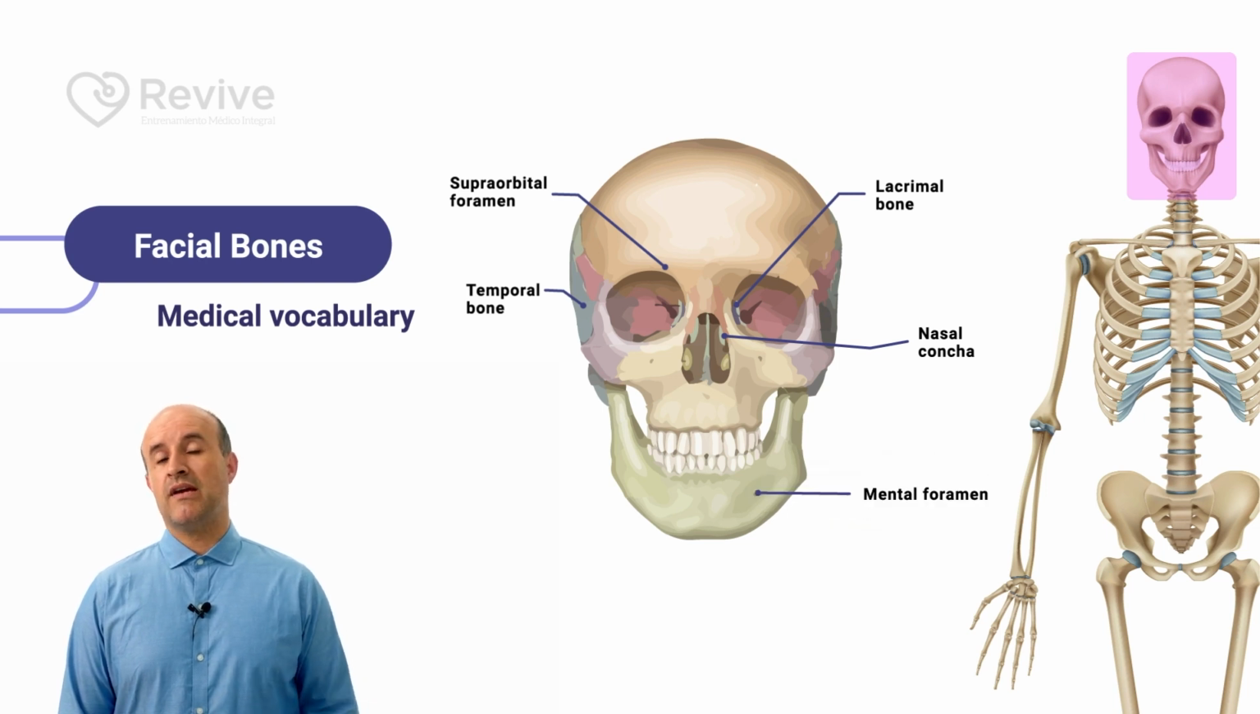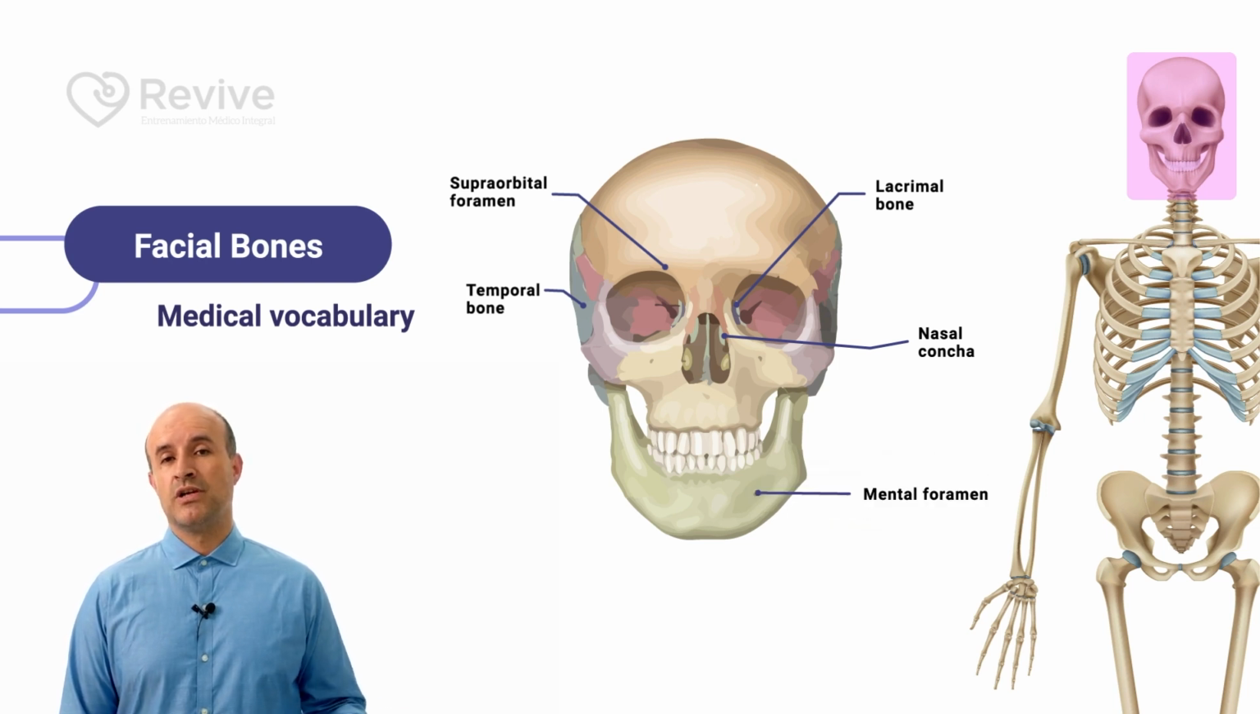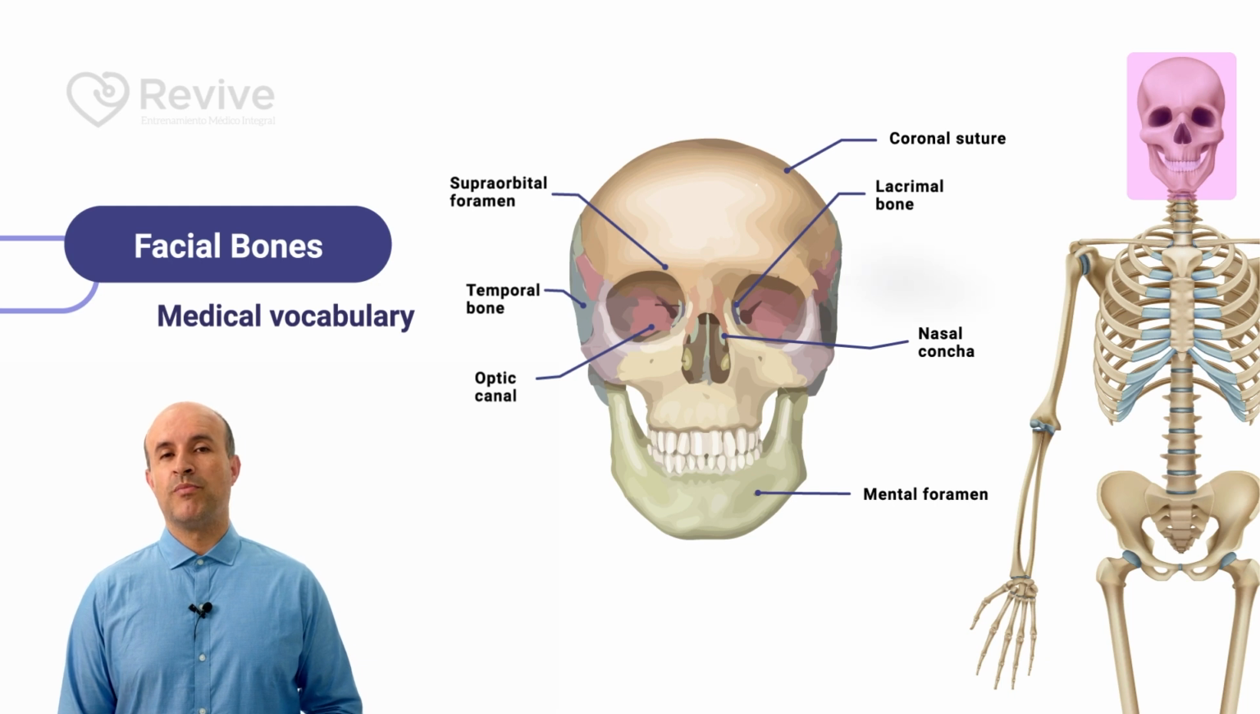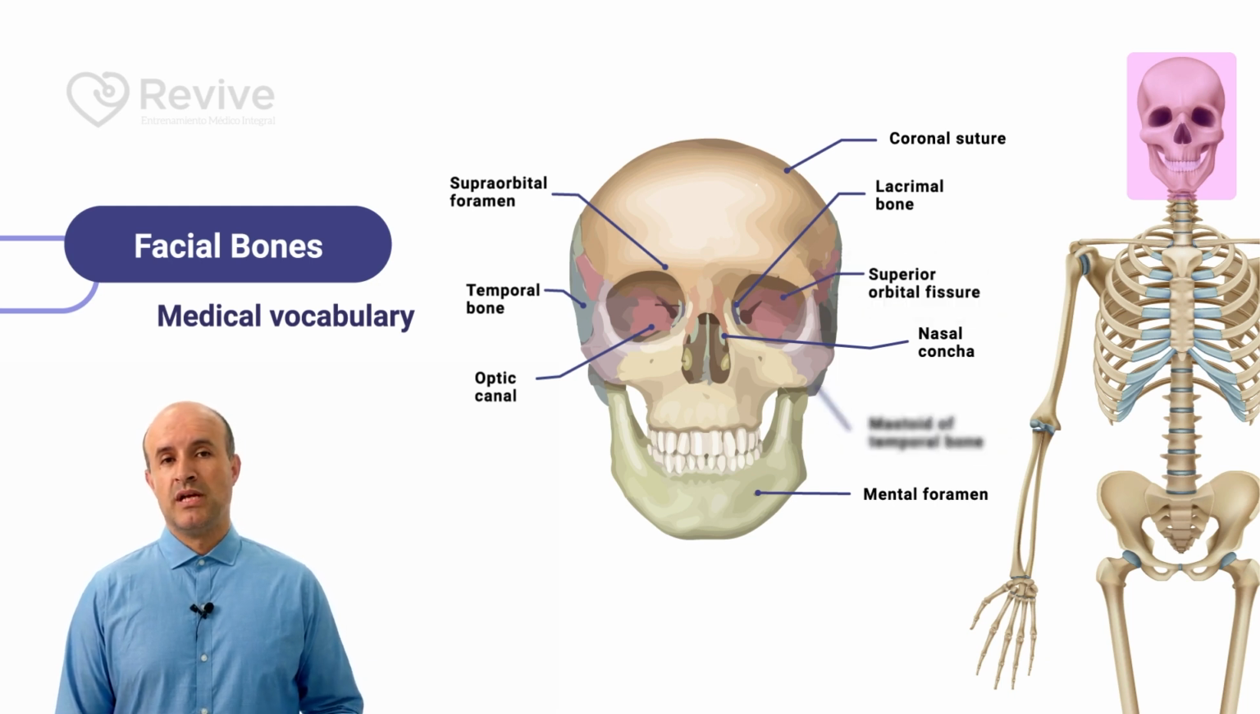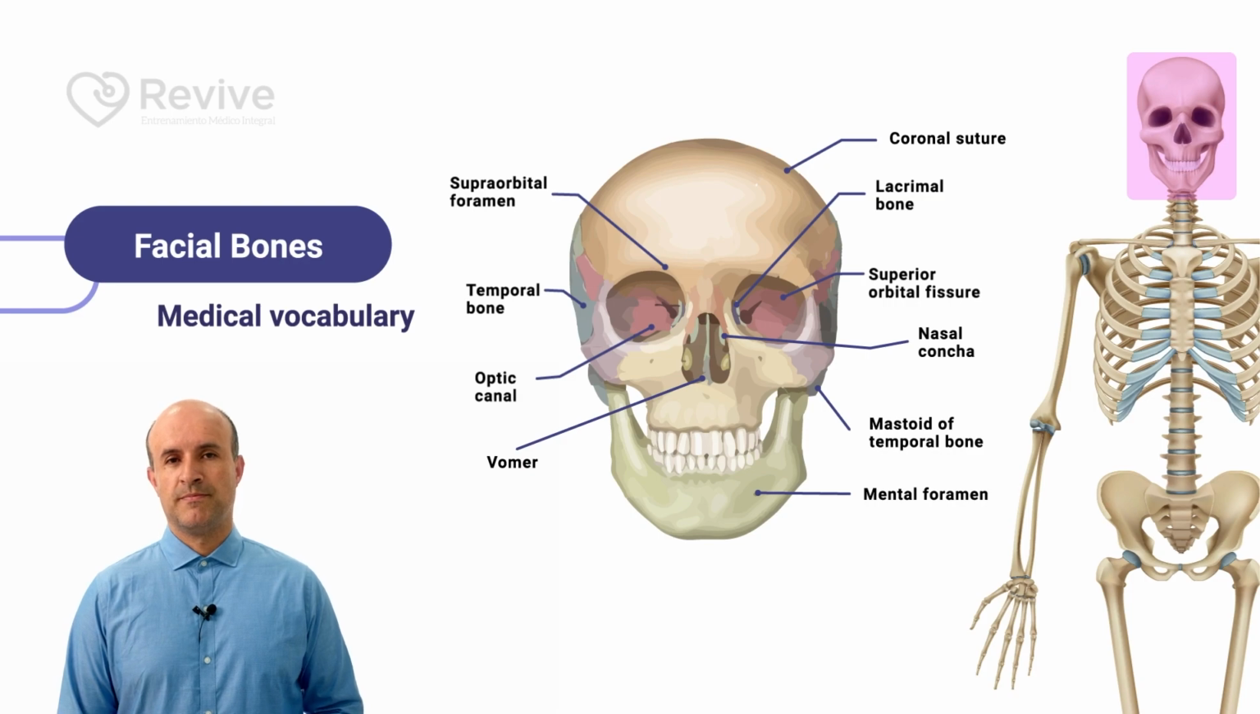From right to left we can see in our figure the coronal suture, the optic canal, followed by the superior orbital fissure, the mastoid of temporal bone, and the vomer. This is all the view of the facial bones.